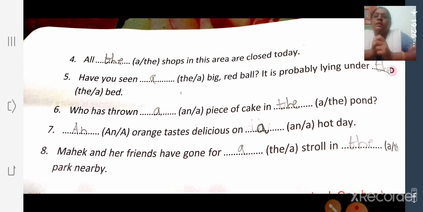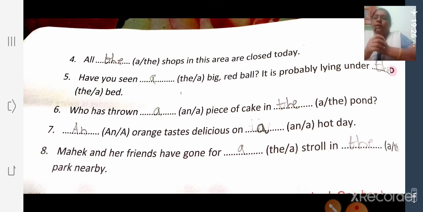Then, have you seen dash big red ball? Have you seen a big red ball? B, consonant. It is probably lying under dash bed, under the bed. Then, who has thrown dash piece of cake in dash pond? Who has thrown a piece of cake in the pond? Then, dash orange tastes delicious on dash hot day. An orange tastes delicious on a hot day.